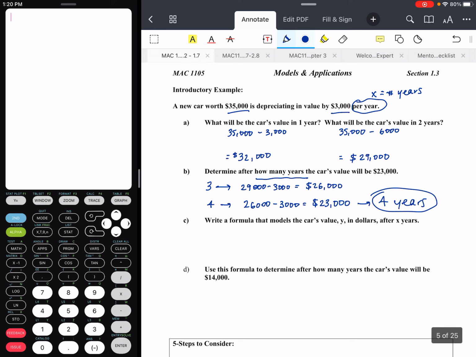All right, so when we're doing this, we're all just kind of doing this step by step. We're not really using any algebra. We're just kind of typing numbers into a calculator. So now for part C, it says write a formula that models the car's value Y in dollars after X years.